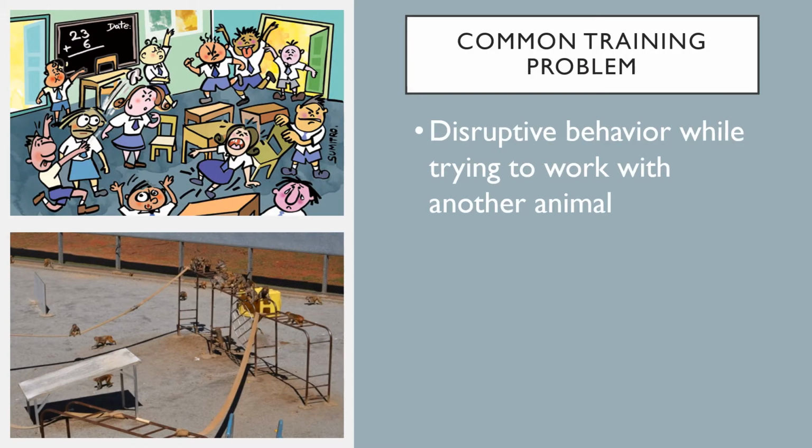Training with animals in a group or room with other animals can be really challenging sometimes, and the trainer can feel like they're in the middle of the classroom that I've pictured here. Other animals can disrupt training by trying to grab the animal that you're working with, trying to grab you. They can be throwing things or just making a lot of noise in general, and all of these can really impede progress when training.